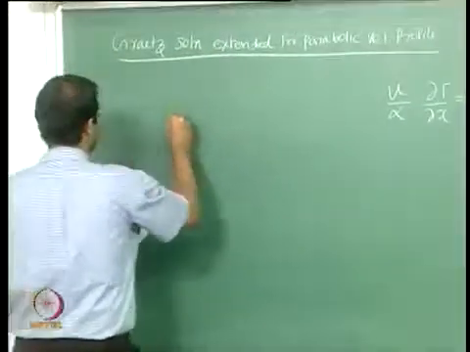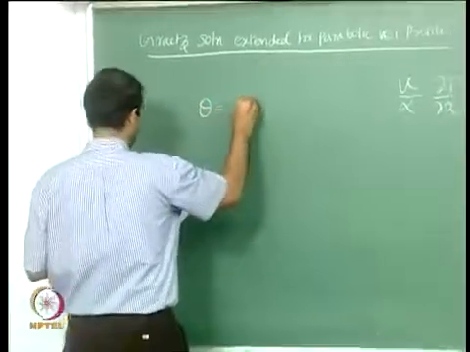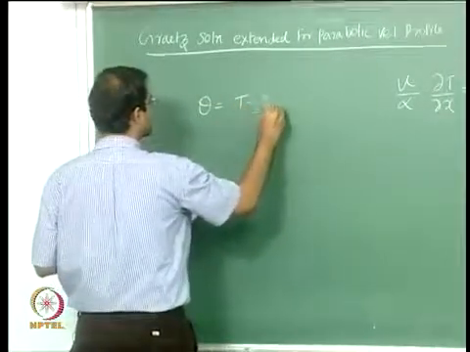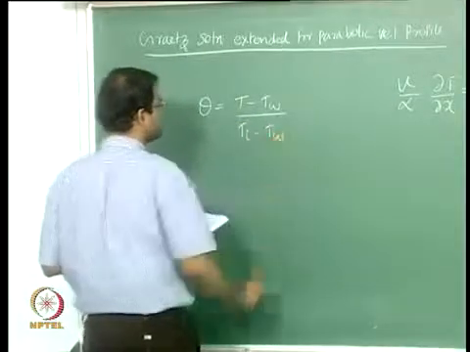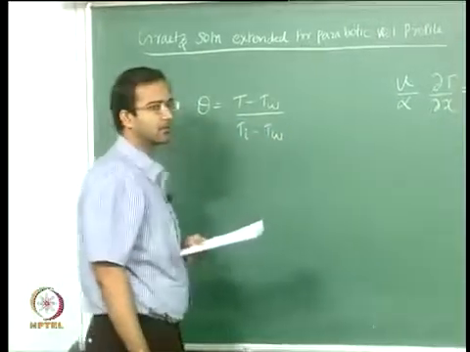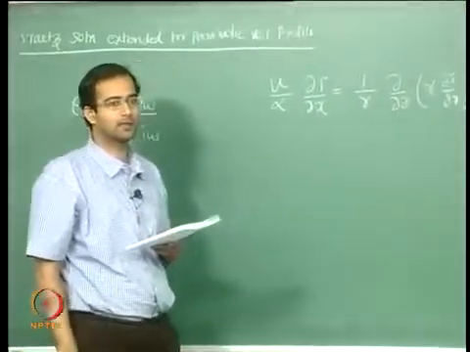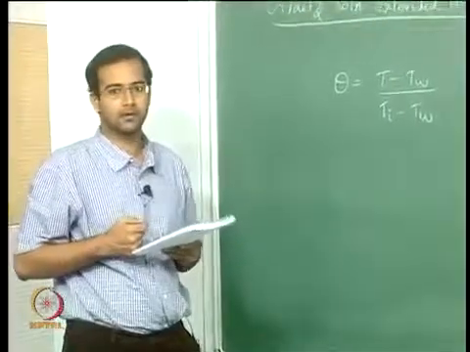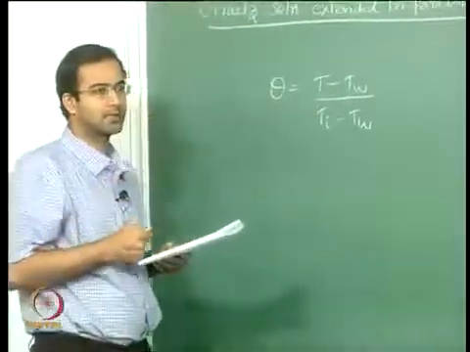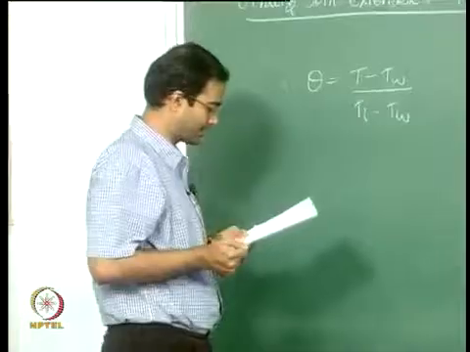So I will introduce for temperature theta, like the way I introduced before, it is T minus T wall by T inlet minus T wall, so that at x equal to 0 you have theta equal to 1 and at r equal to r naught, your theta will be 0. Okay, and at r equal to 0 your theta should be finite.